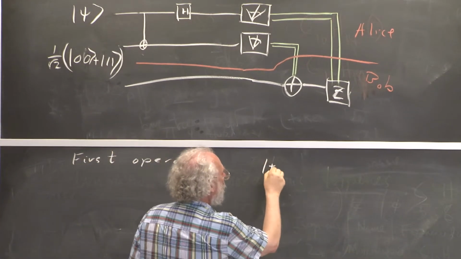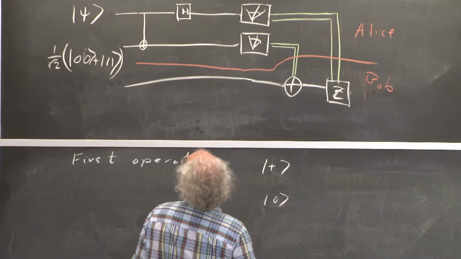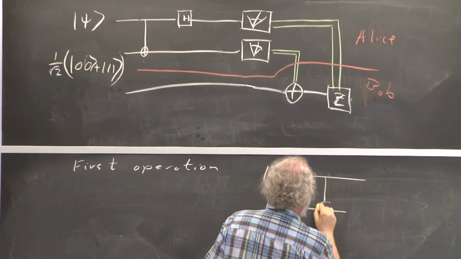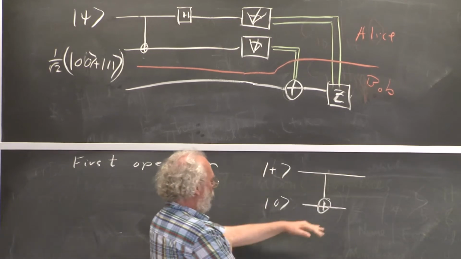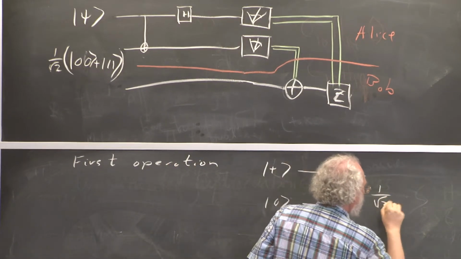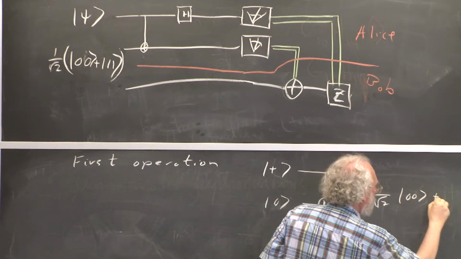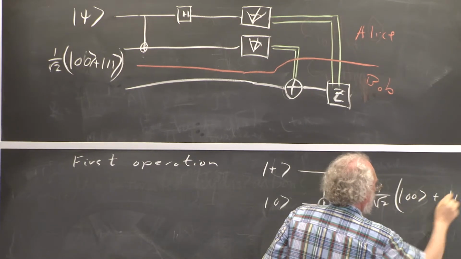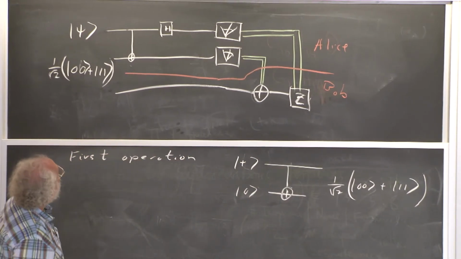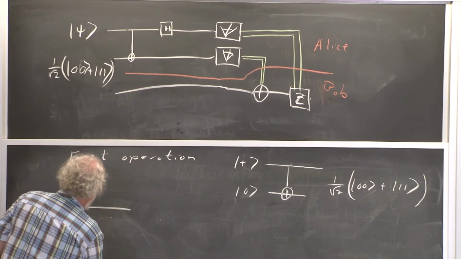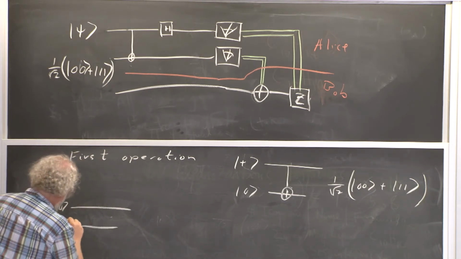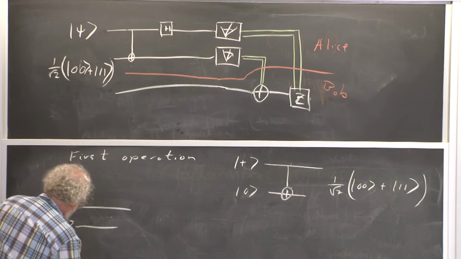if we take plus and 0 and apply a control not, we get 1 over root 2, 0, 0, plus 1, 1. So that means that the circuit is equivalent to 0 plus 0.